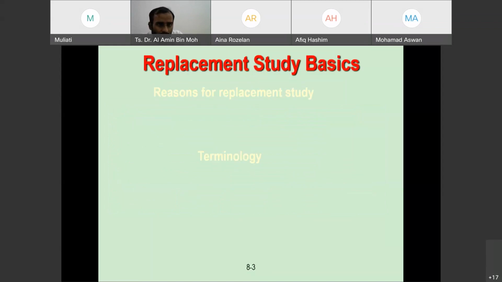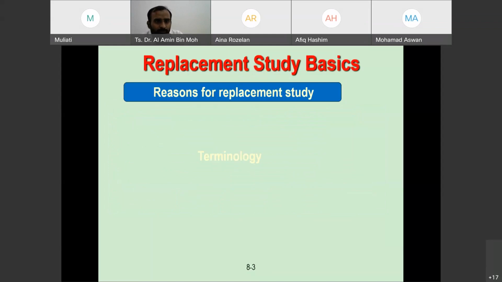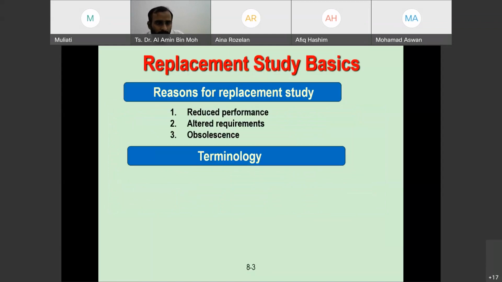Reasons for replacement study. These are some of the reasons for replacement. Why are we studying this? Why do we need to replace, although it is still able to function? Maybe it does not function well. The performance has been reduced, and we have some new requirements. Maybe the current machines or technology are not able to cope with the recent requirements, or due to obsolescence.